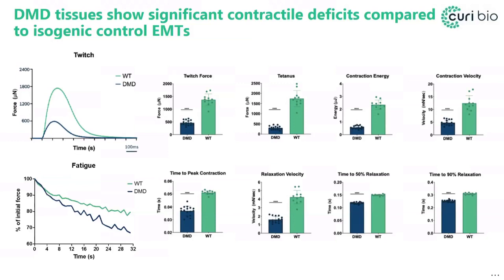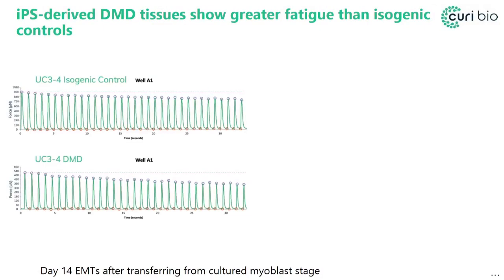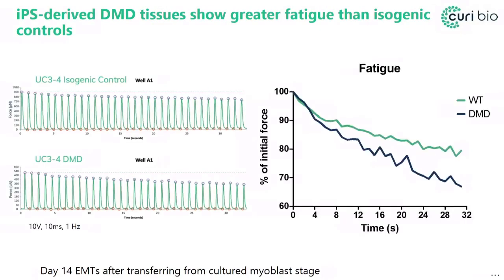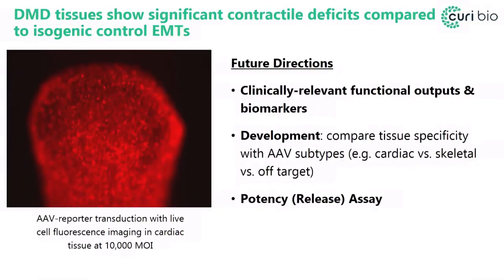But we can extract all of these kinds of data, relaxation velocity, contraction velocity, tetanus, things like that, from these types of contractility data. We can also measure fatigue. One thing DMD patients really suffer from is that their muscles fatigue very quickly. And as we stimulate these cells, we see that the strength wanes over time. In a healthy person that happens, but in a DMD patient it's much more severe. And this is just another example of that. Sorry, I thought I deleted this slide.